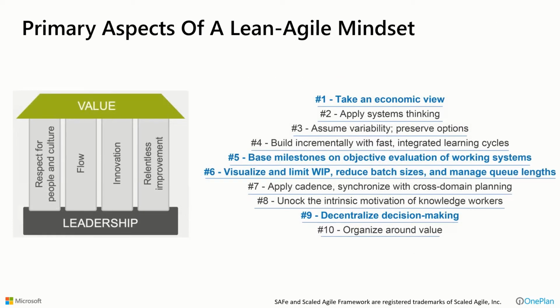The real key here is that we need to change our mindset. A lean, agile mindset has a number of different precepts to it. Some of the highlights here are taking a more economic view, meaning the value to us and to our customers in that mix. And base our milestones on objective valuation of what we have and what we really have as far as working systems and ability to apply resources to these things, and have realistic visualizations of work in process, but reduce the batch sizes and manage our lengths of things so that we can incrementally manage things a little bit better.